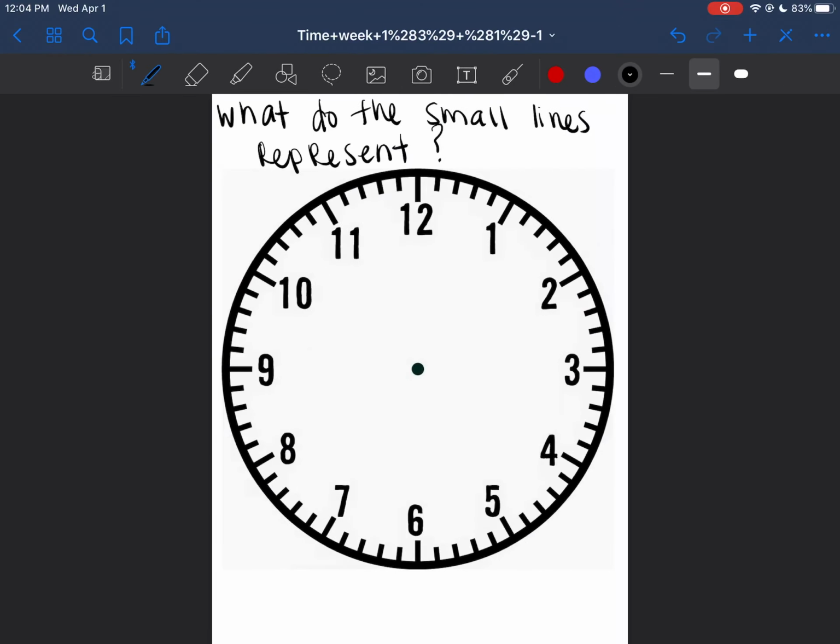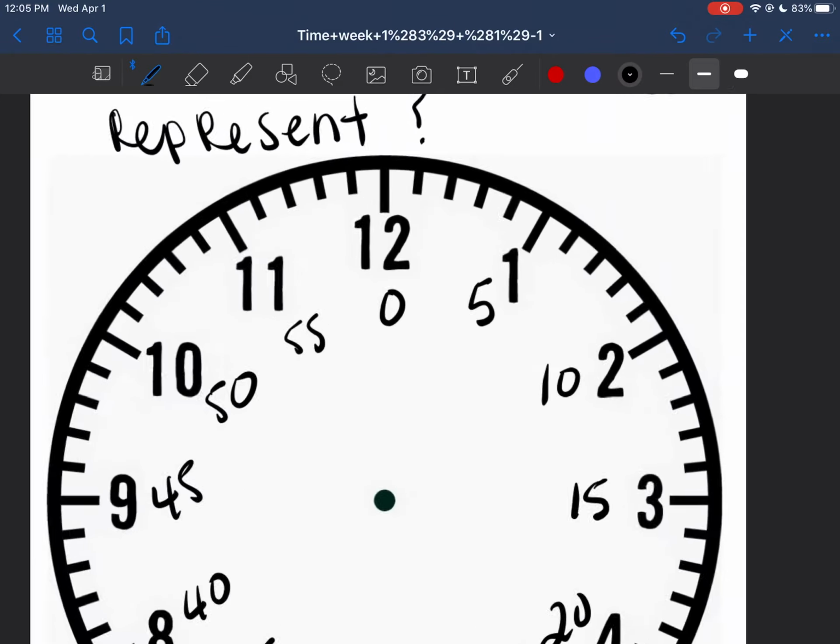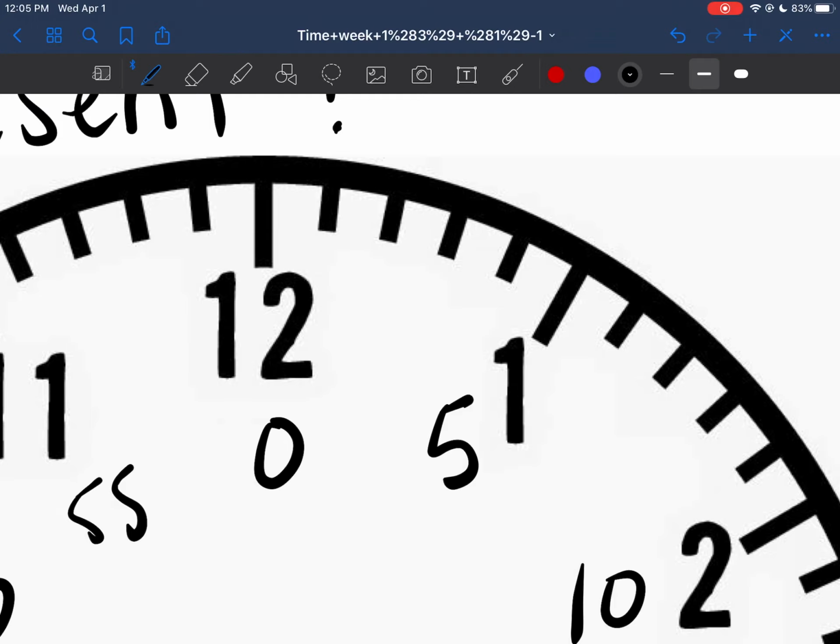All right. So we're going to talk about what the small lines or tick marks on the clock represent. Well, we just discussed how when you're reaching your numbers, we're counting by 5. So 5, 10, 15, 20, 25, 30, 35, 40, 45, 50, 55, and remember it starts back up at 12 at 0 minutes. So what do these small lines in between, the clock tick marks, represent? Well, they represent 1 minute.